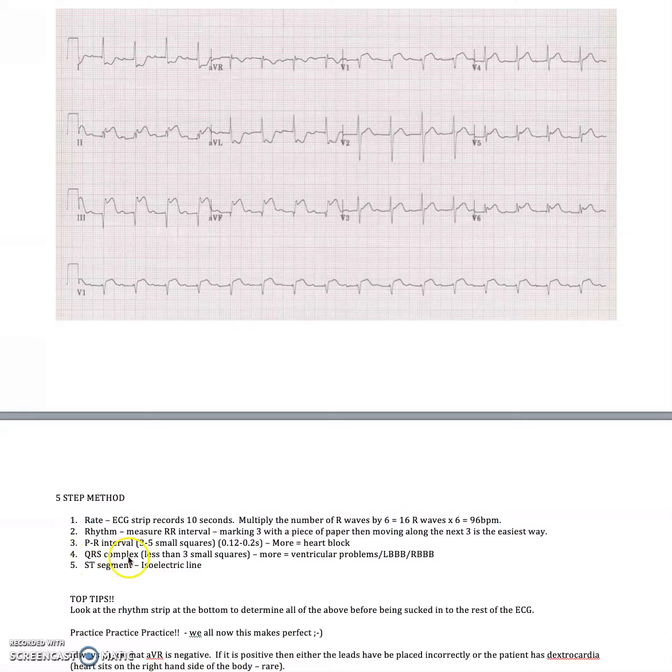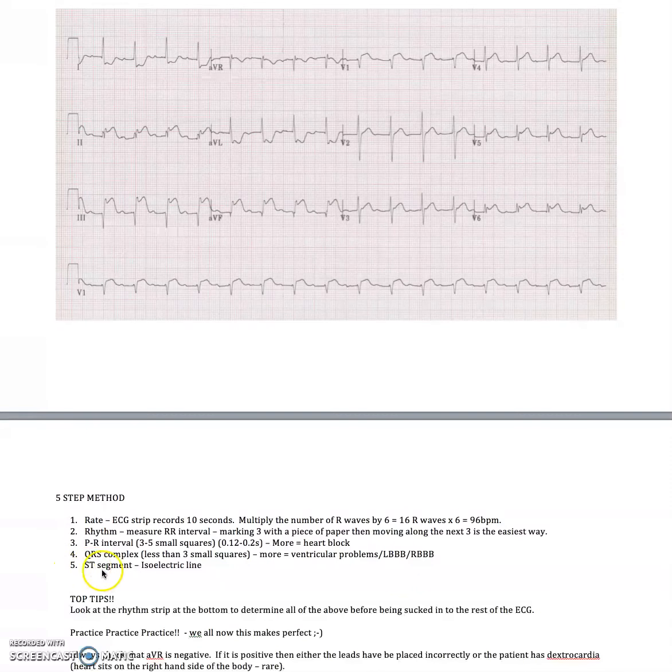Then we look at the QRS complex. Okay, so remember the QRS complex is the ventricles depolarizing. Now we need to make sure, here's our Q wave. We've got to count the small squares. I know it's hard to look at on the screen, but I know that that's less than 3 small squares. So we've made sure that it's less than 3 small squares. If it's more than 3 small squares, then it means there's some ventricular problems, which could be a left bundle branch block or a right bundle branch block. Don't get too confused with this terminology. We can save that for another video on ECG interpretation.